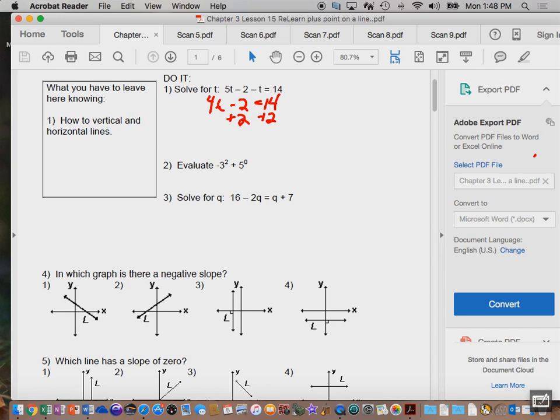Add 2 to both sides. 4t equals 16. Divide by 4. And 16 divided by 4 is 4. Okay? So that's the first thing we need to know. Any other questions about that?